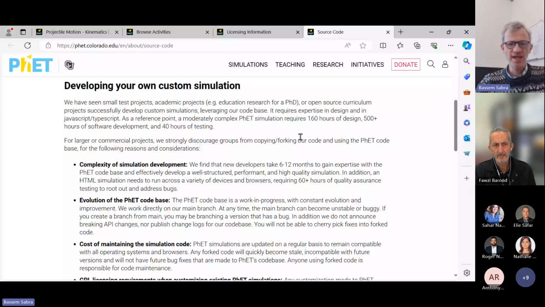According to what they say here, it requires, assuming that you are a top simulation developer, if you want to develop something similar to this using their source code, 160 hours of design, 500 plus hours of software development, and 40 hours of testing. That's what it takes them if they are developing new simulations, and they have been doing that for almost 15 years now.